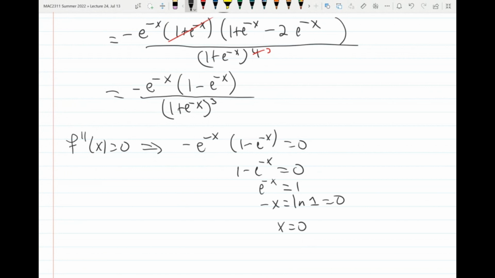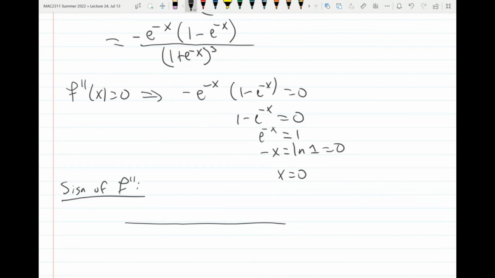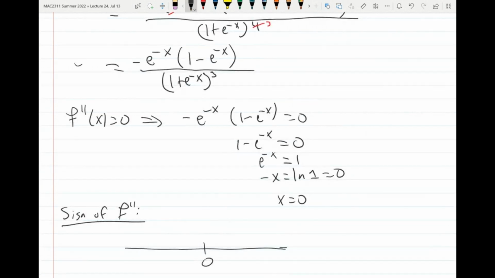Remember, exponentials are never 0, so this one here doesn't count. If this product is 0, it's because of the parentheses, not because of the exponential. So we do have a 0, and it's never undefined. So when you look at the sign of f double prime, we only have 0 here, and then this was f double prime.